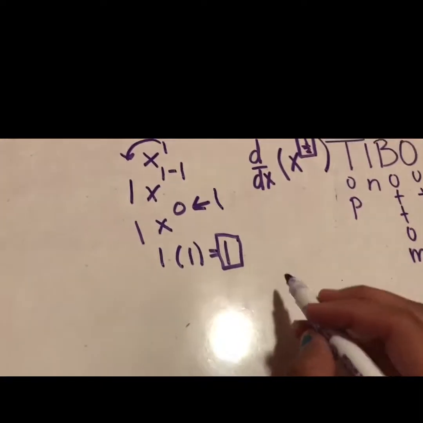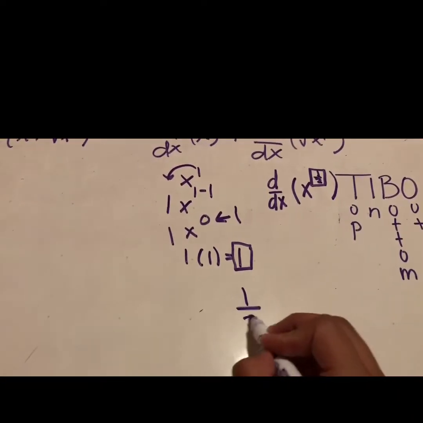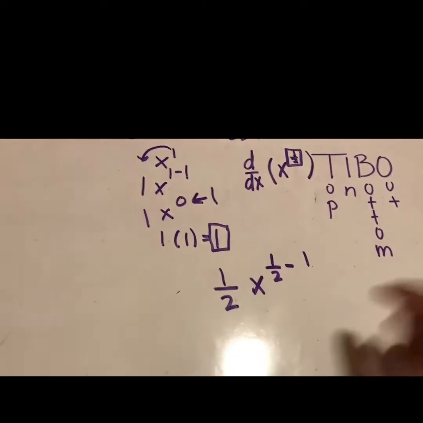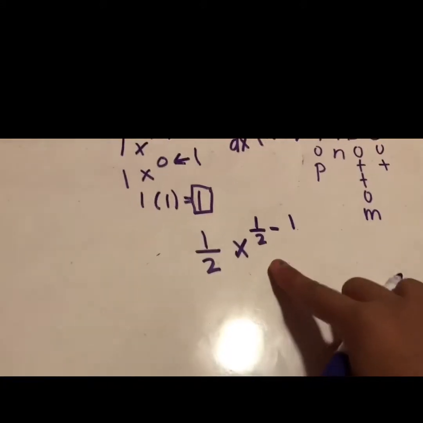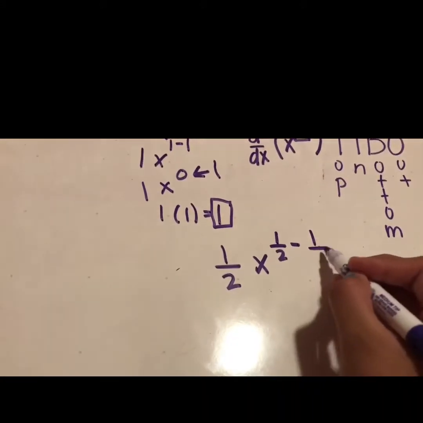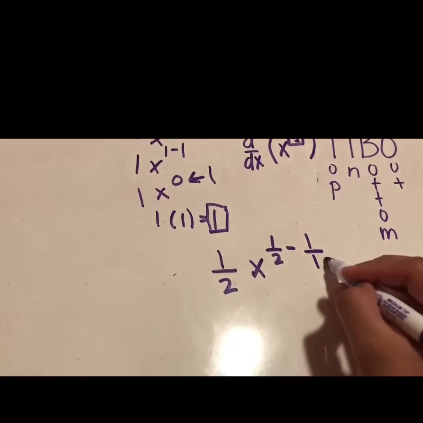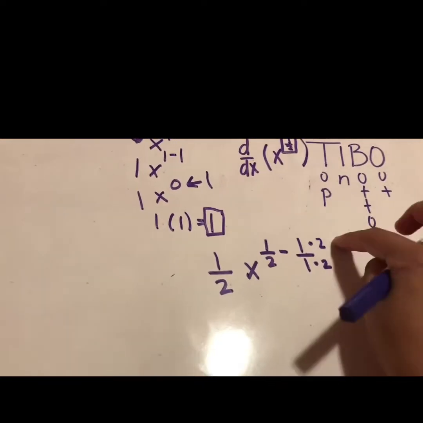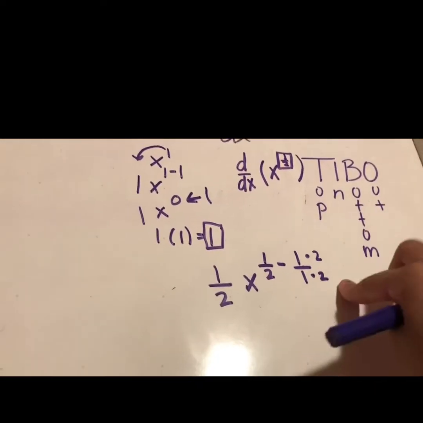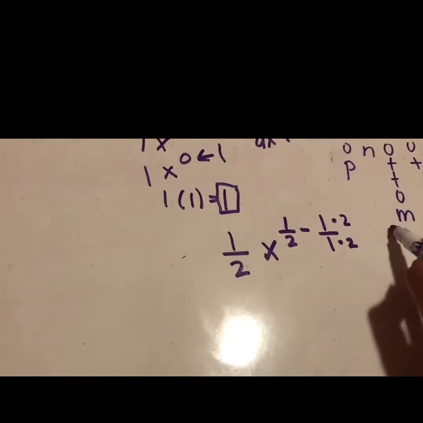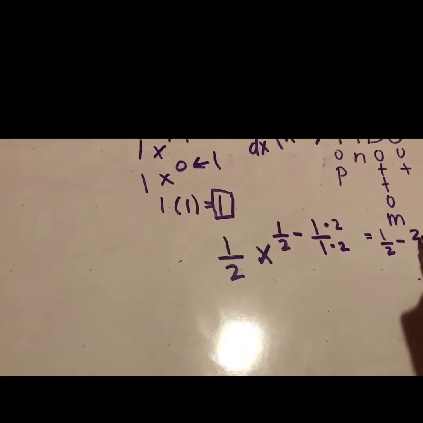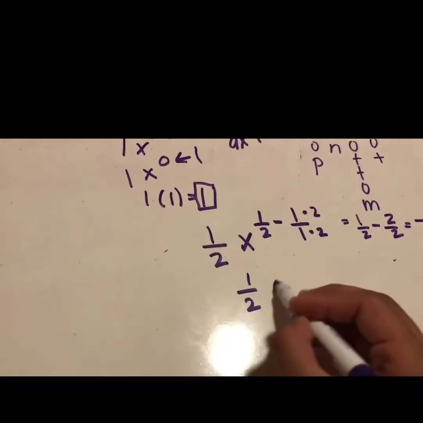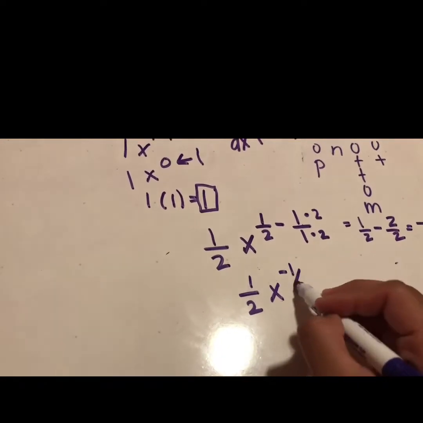So when we do the power rule, we have 1/2 x, and then we have 1/2, and we have to subtract 1. But we can't really do much with this until we find the least common denominator. So since this one is 2, we have to multiply the bottom by 2, and whatever we do to the bottom, we have to do to the top. So with this, we're left with 1/2 minus 2 over 2, which would leave us with a negative 1/2. So we have 1/2 x to the negative 1/2.